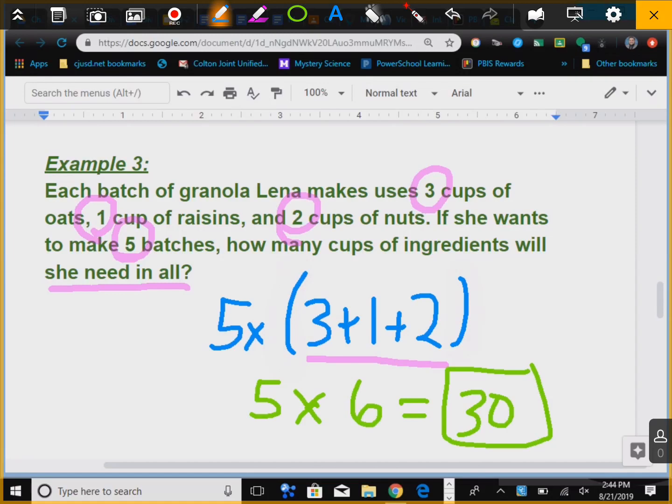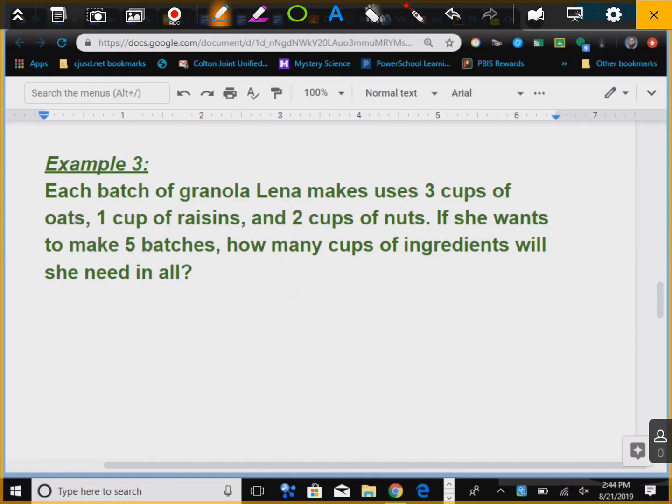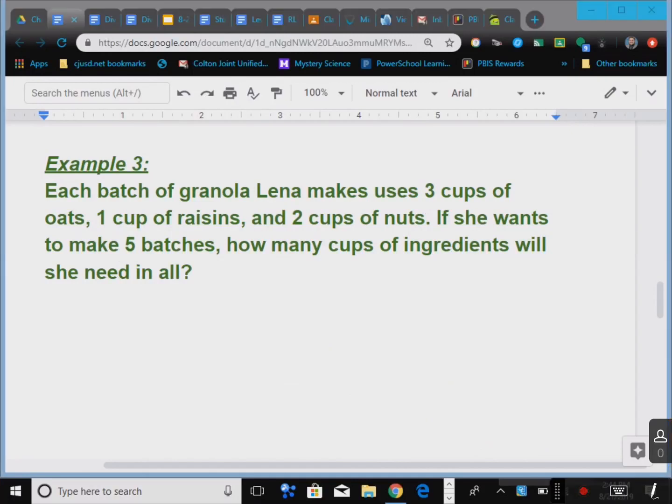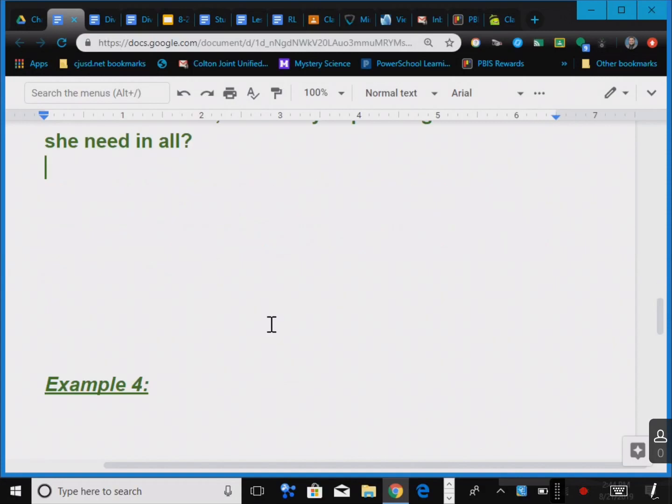Because that equals 1 batch, okay? 3 plus 1 plus 2 equals 1 batch. So you got to find out, okay, how much is 1 batch? How many ingredients is it? 6? Okay, I'm making 5 batches, so I got to take that 6 and multiply it by 5. If this is confusing and you don't understand this, you need to write down your questions right now. This should be a good time to write down questions. But I think I've explained it thoroughly enough, so let's go to example number 4.